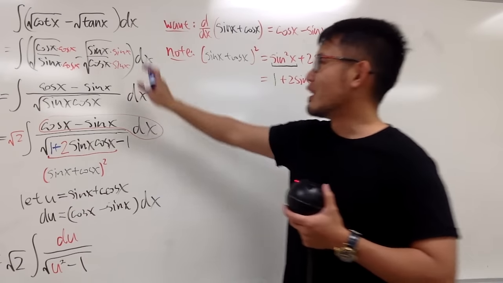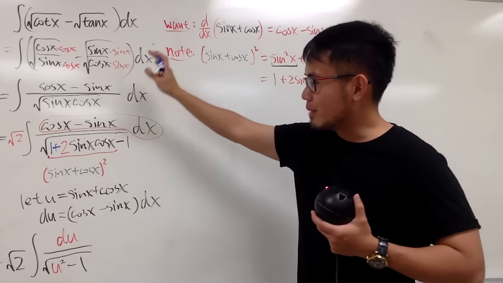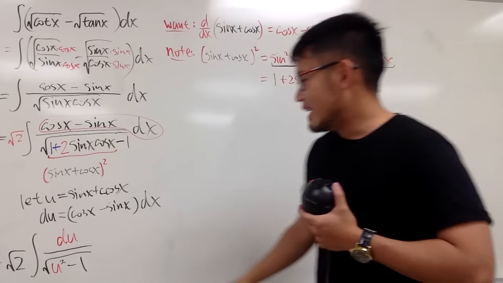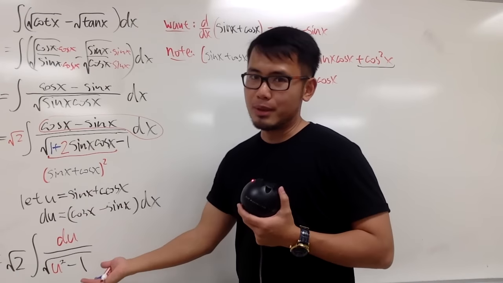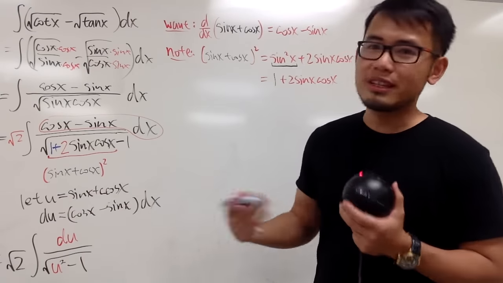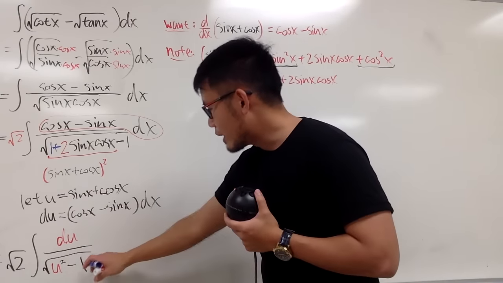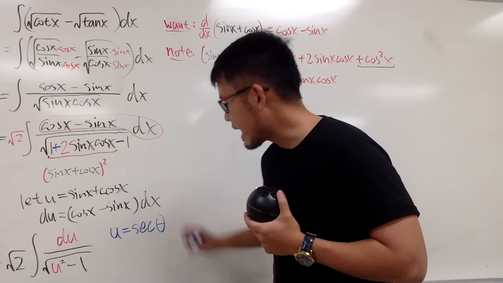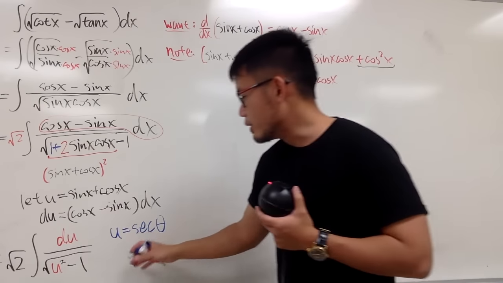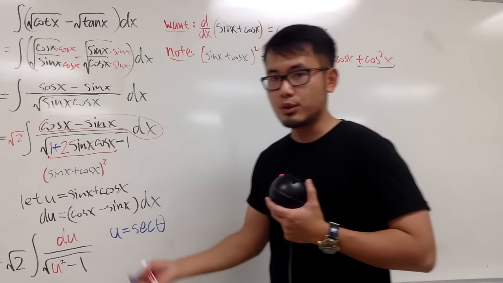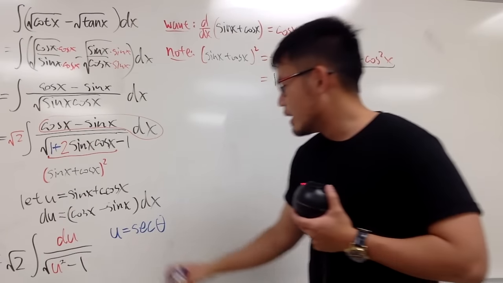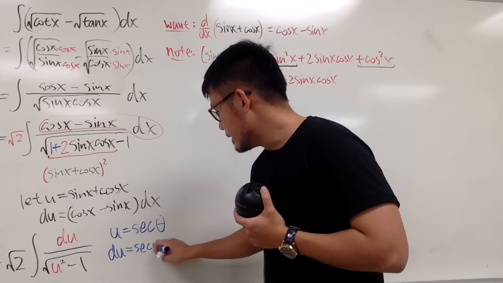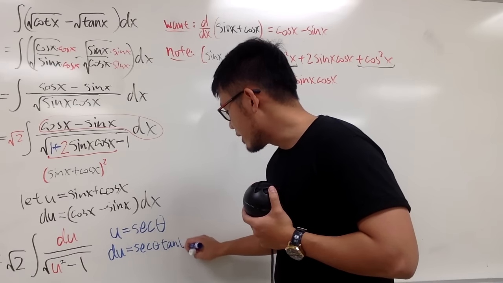Yes, I know. We start off with trig functions, and then we went back to u, and then we are going back to trig again, okay? Anyway, you can also use hyperbolic trig functions, but let me do it the more standard way. I will let u equal secant theta, because we know secant squared minus 1 is going to give us tangent squared. Let's do the usual business, differentiate both sides, so we get du equal to secant theta tangent theta d theta.